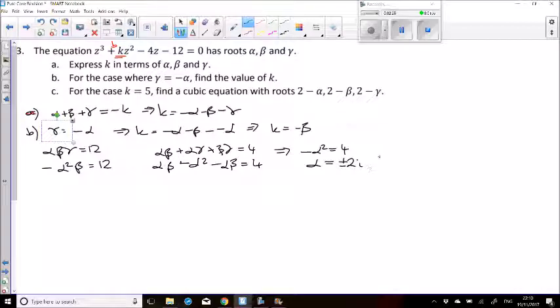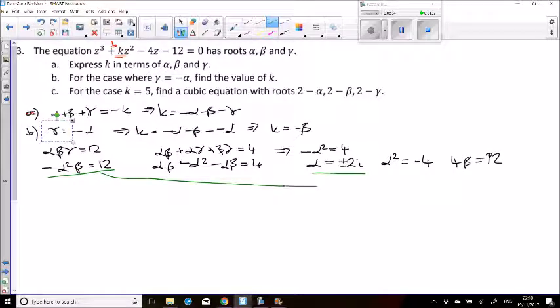Okay, so now we found alpha, we can then use our equation back here. Alpha squared we know is negative 4. Actually, we didn't need to find alpha. So I can sub in: 4 beta must equal 12, using that equation. So beta equals 3. So k was minus beta, so k is minus 3. Okay.